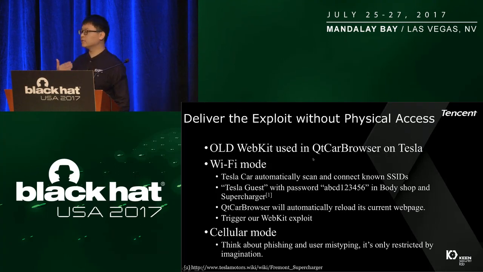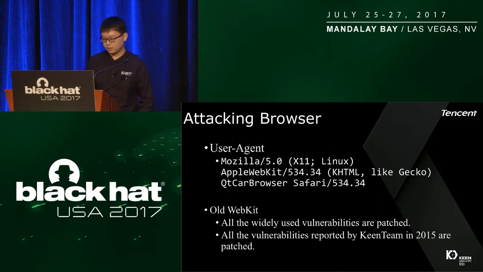So we can fake the Tesla Guest SSID and then intercept all the traffic into our own crafted domain. So our WebKit exploit will be triggered remotely and even seamlessly. And when in 3G mode, we can try some other tricks, for example, phishing and user mistyping, because it's a browser-bound attack. It's only restricted by imagination. Next, Liu Ling will share our browser and Linux kernel exploits.